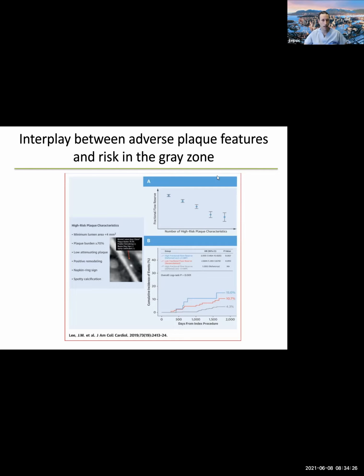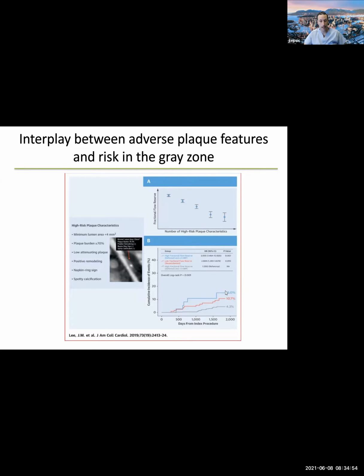This is from a study called the FRIENDS study from Akasaka and Professor Ku from Japan and Korea, where they looked at patients in the gray zone of physiology, sort of that 0.76 to 0.83 hyperemic pressure range. And what did they find? That if patients had abnormal plaque on CT, their downstream event rate was significantly higher than patients with lower FFR, but without those features.